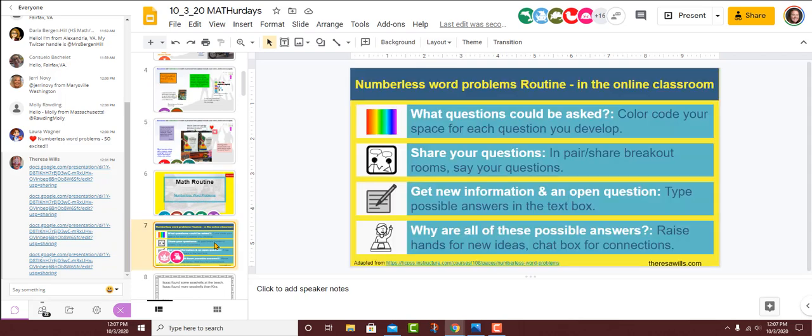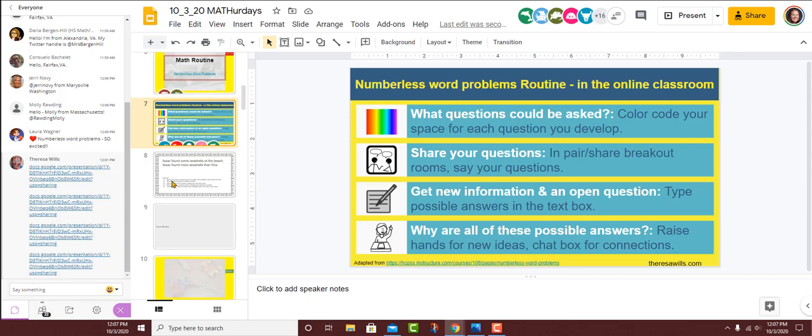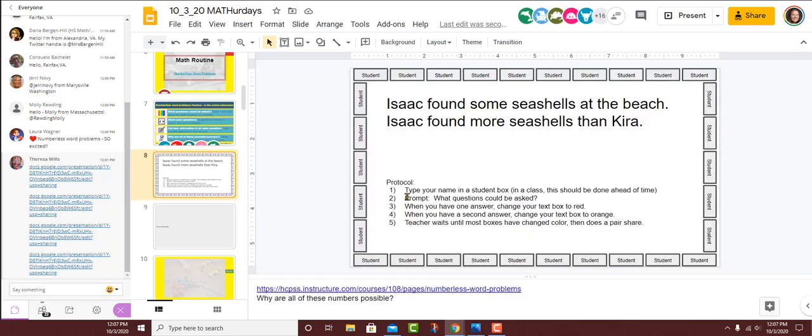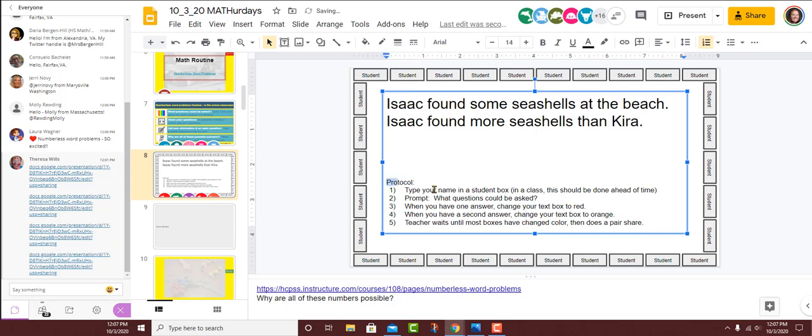On slide 7, I have, not a hard, fast protocol, but the protocol that I'm choosing to use today. So in numberless word problems, I'm going to start off with a color coding and asking you, what questions could be asked. I'll have you share your questions in pair shares. We'll get new information through a text box, and then the idea of like, why are all these possible? So this is the protocol I'm going to use, and let's give it a whirl.